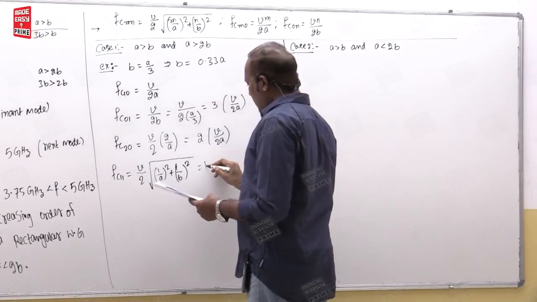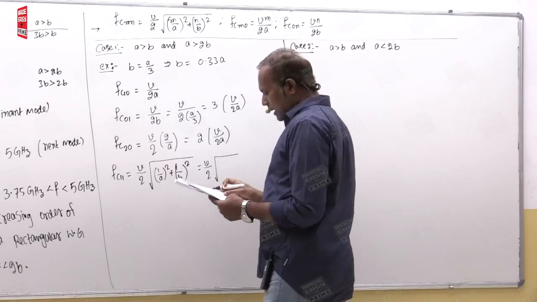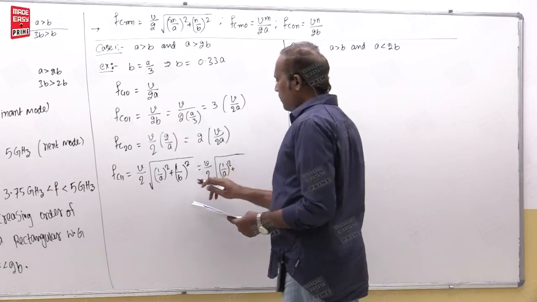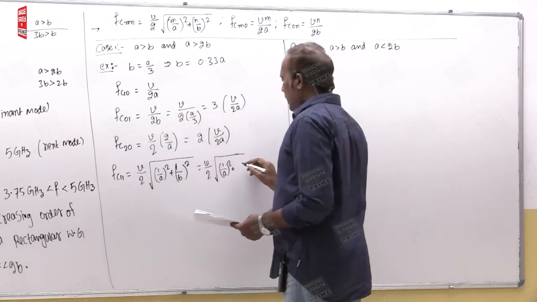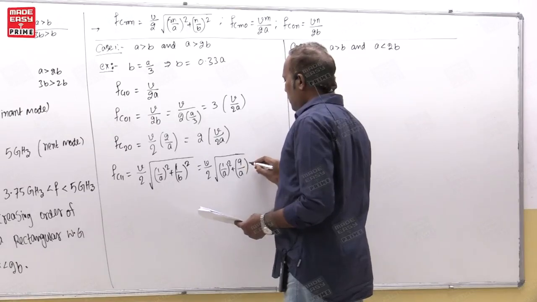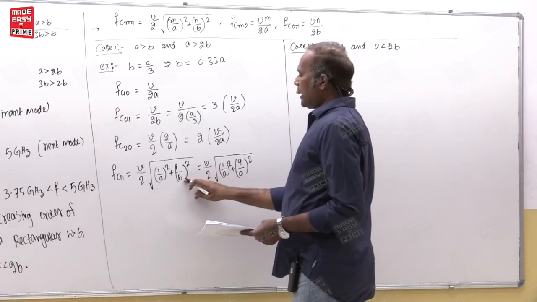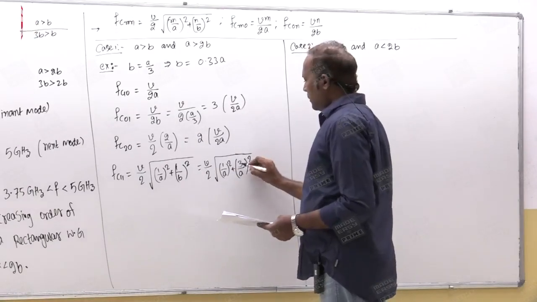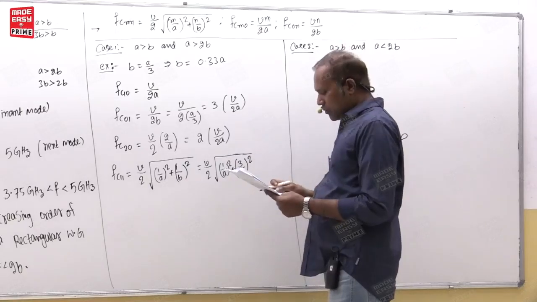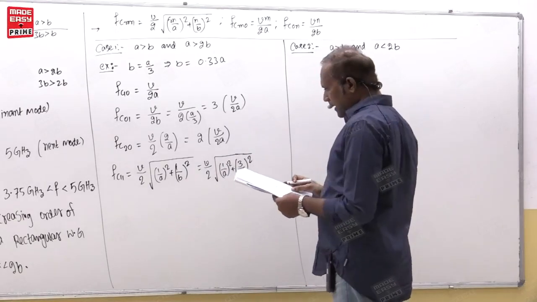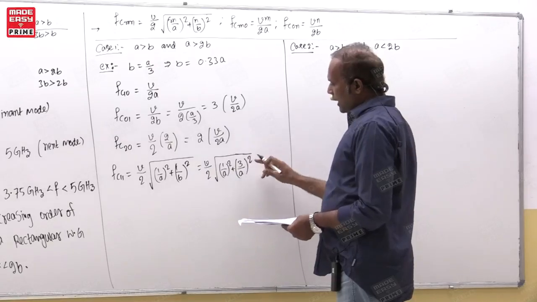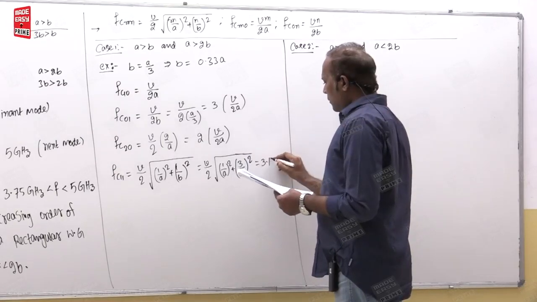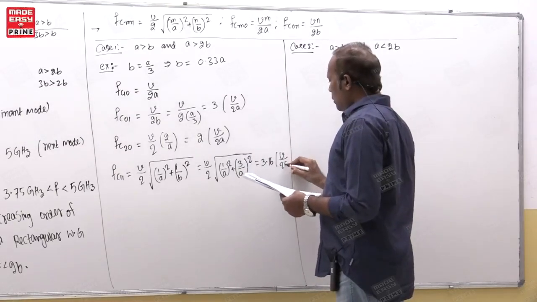Now let us substitute B in terms of A. So 1 by a square, then b is equal to a by 3, I put 3 by a, so 3 by a whole square, that means 9 by a square we get. Okay, 1 by a square plus 9 by a square. Ultimately, this value becomes 3.16 V by 2a.